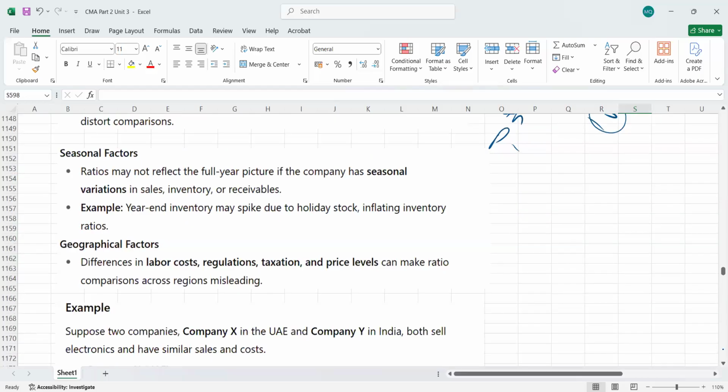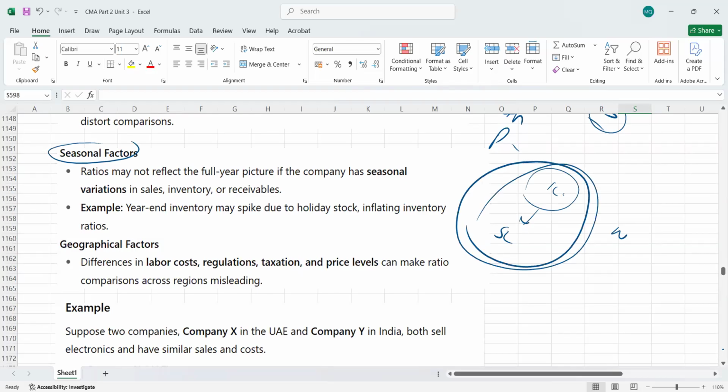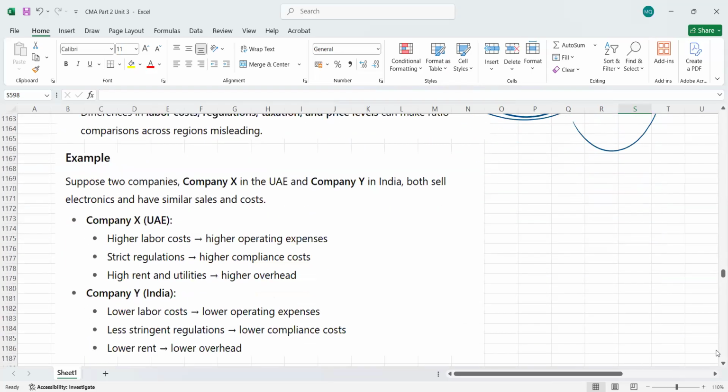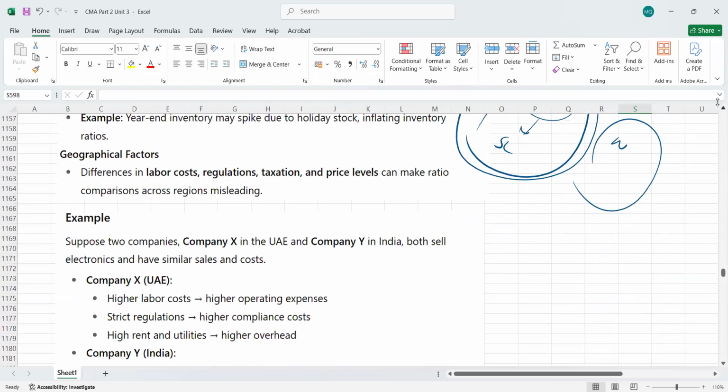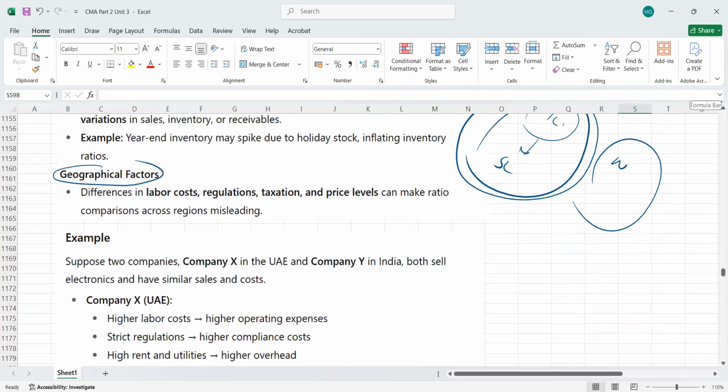Then we also need to check seasonal factors. For example, if you're dealing with the ice cream business, maybe in summer you will have more sales, and in winter you will have fewer sales. If you calculate the ratio in summer, the result would be different from calculating it in winter. So this is the seasonal effect. Now there is another effect that is called the geographical effect. Geographical factors will also affect the cost base.